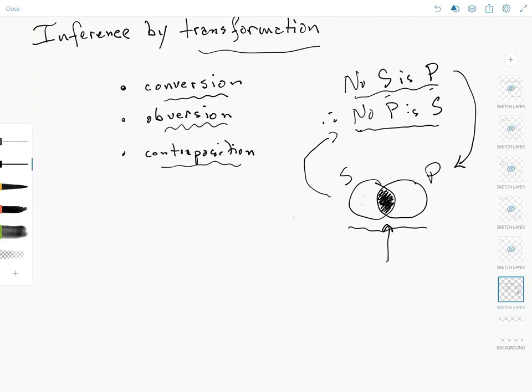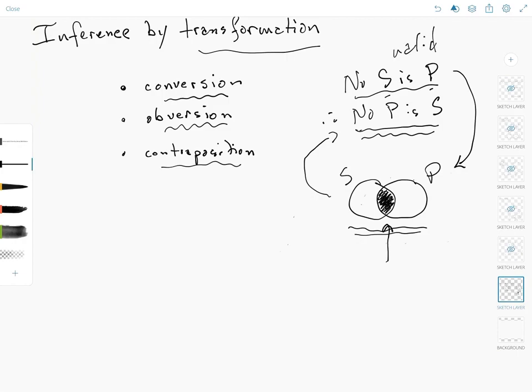So if the premise is true, then that means this diagram represents the relationship between S and P, and this diagram by itself, with no added information, requires the conclusion no P is S to be true. So what we will say about conversion applied to an E is it's valid.